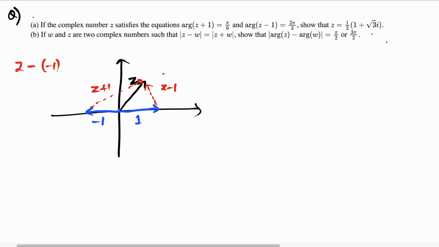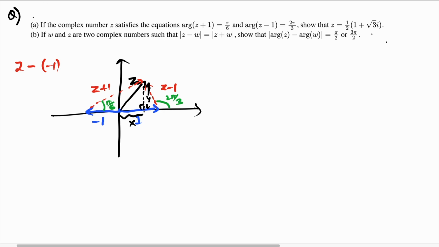Now they're saying the argument of z plus 1 is pi by 6. That means the angle which it makes with the positive real axis is pi by 6. So this angle is pi by 6. And the argument of z minus 1 is 2 pi by 3, so this is 2 pi by 3. Now our job is to show that z is equal to half times 1 plus root 3i. That means I have to find the real and imaginary part of z, so it has to be geometrically represented in this diagram. So I'll drop a perpendicular here. This distance represents x and this vertical distance represents y.